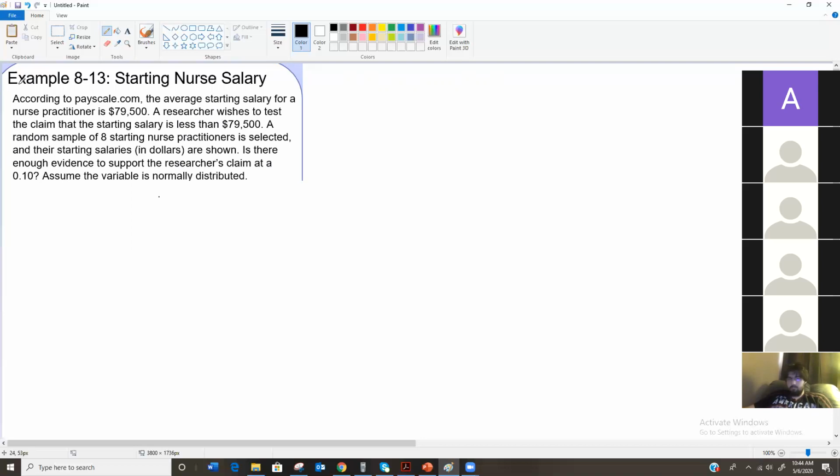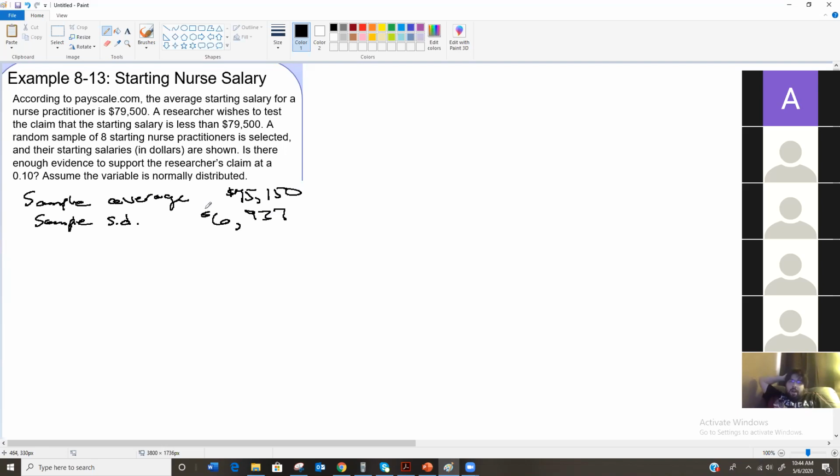And like I said, I'm going to cheat and just get the average off of here. So the sample average is 75,150, and the sample standard deviation is 6,937. Oops, hold on, I wrote that down wrong. It's actually 938.